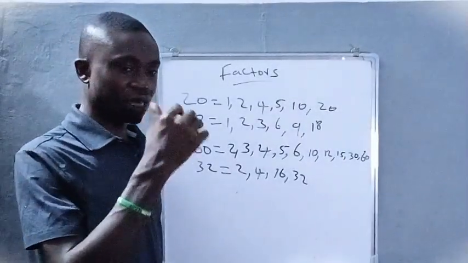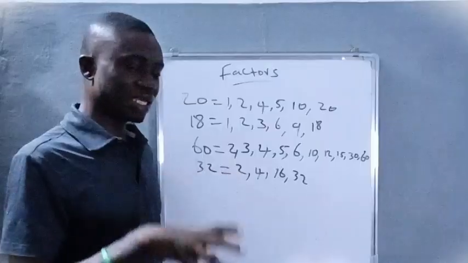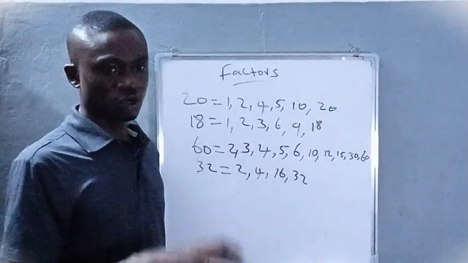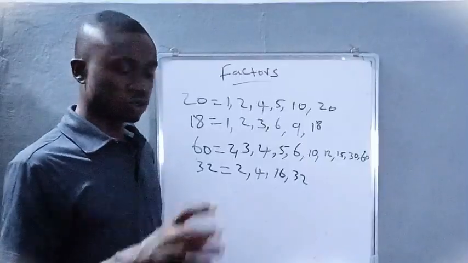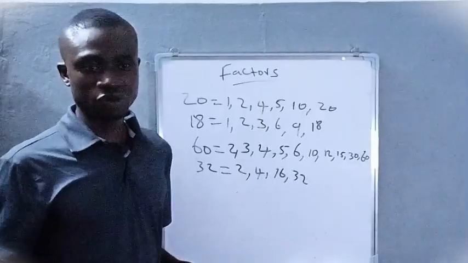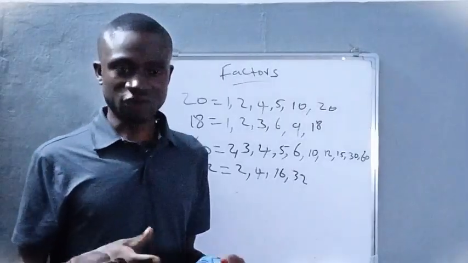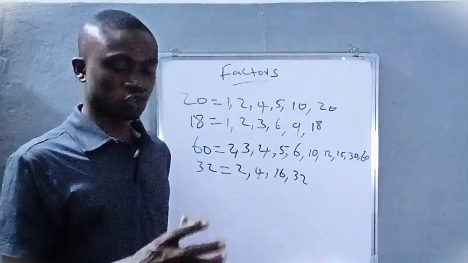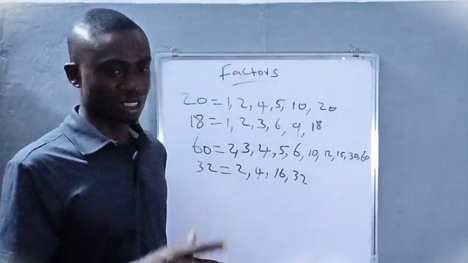So factor starts from that number downward. So the highest factor of a number is that particular number. And every other whole number that can divide into that number without remainder is called a factor. That is why when you are calculating highest common factors, you look at the highest number that can divide into 2 or 3 numbers, you are calculating the HCF.